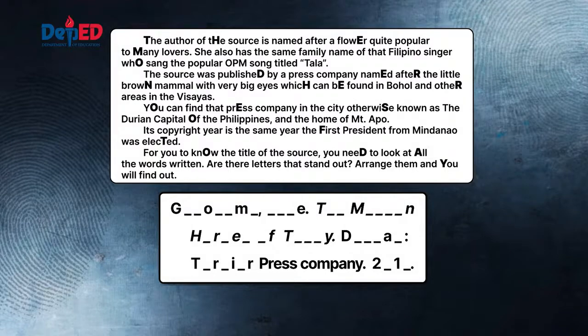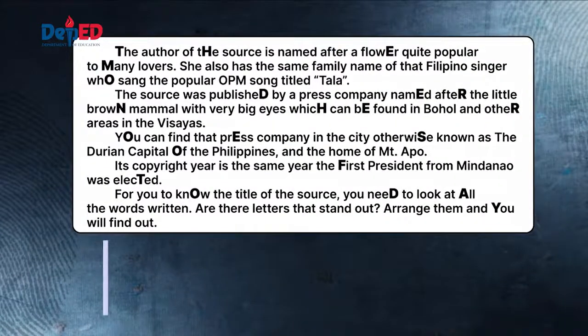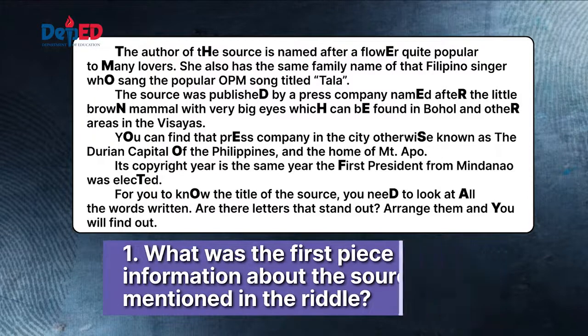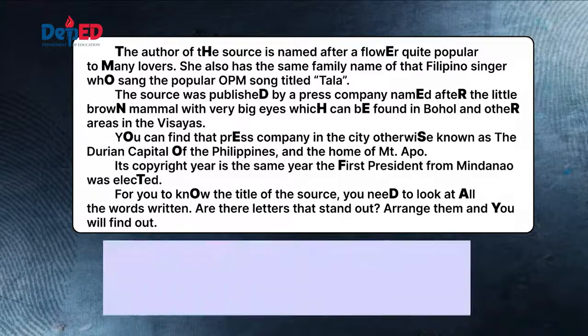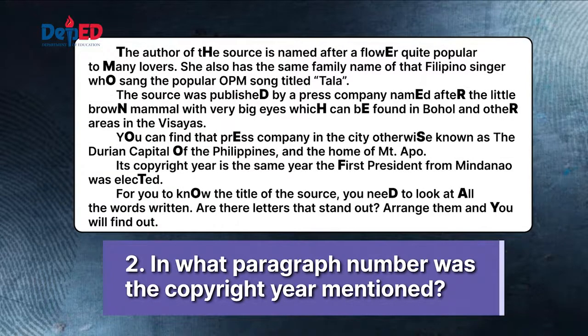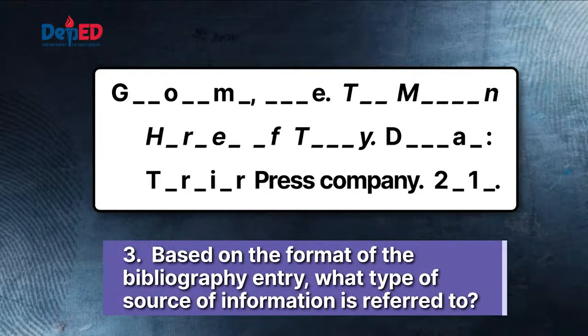This time, answer the following questions. Write your answer on a separate sheet of paper. Question number 1. What was the first piece of information about the source mentioned in the riddle? Question number 2. In what paragraph number was the copyright year mentioned? Question number 3. Based on the format of the bibliography entry, what type of information source is referred to?